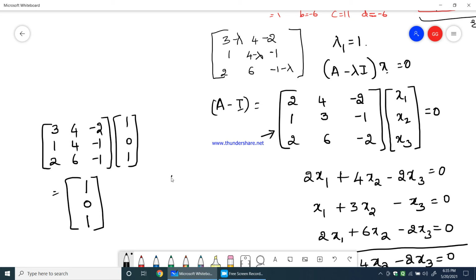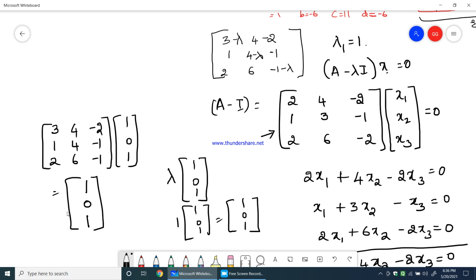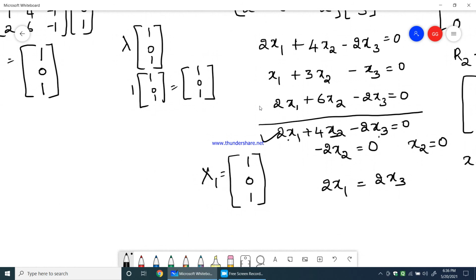Now I have lambda into 1, 0, 1. What will I get? Lambda is actually 1, multiplied by 1, 0, 1. I will be getting 1, 0, 1. Therefore the vector I have got, 1, 0, 1, is perfectly right. So this vector we have got for lambda 1 equal to 1 is correct.